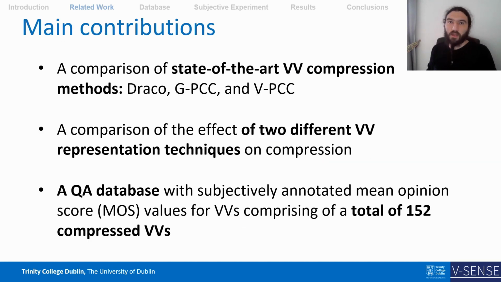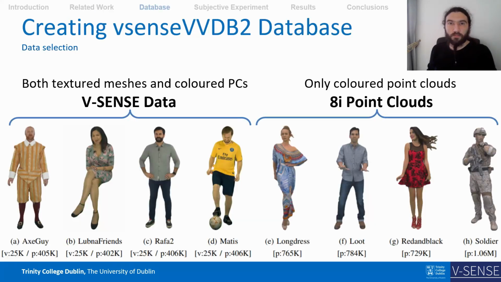Thus, the three main contributions of this paper are a comparison of the state-of-the-art volumetric video compression methods, which are Draco, GPCC, and VPCC, a comparison of the effect of two different volumetric video representation techniques on compression, and a quality assessment database with subjectively annotated mean opinion score values.